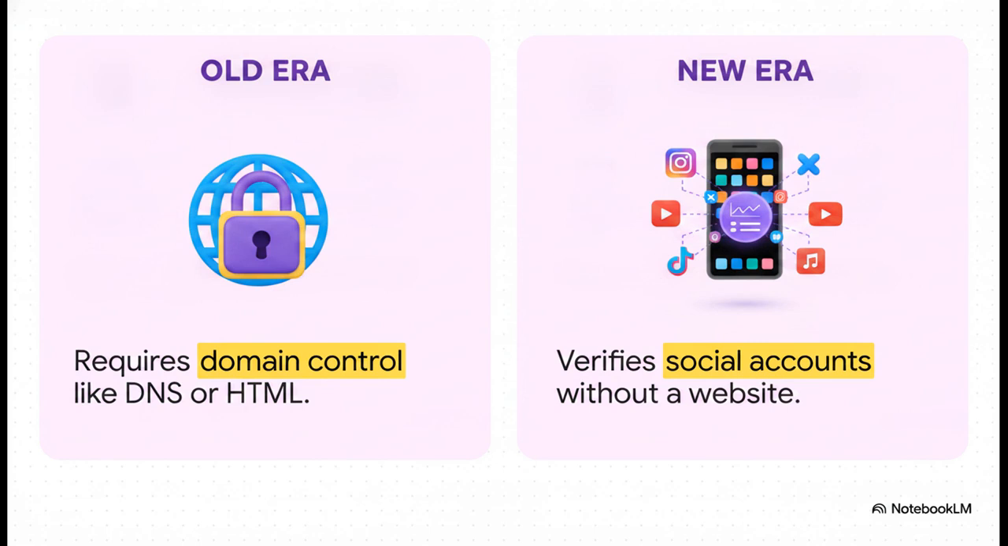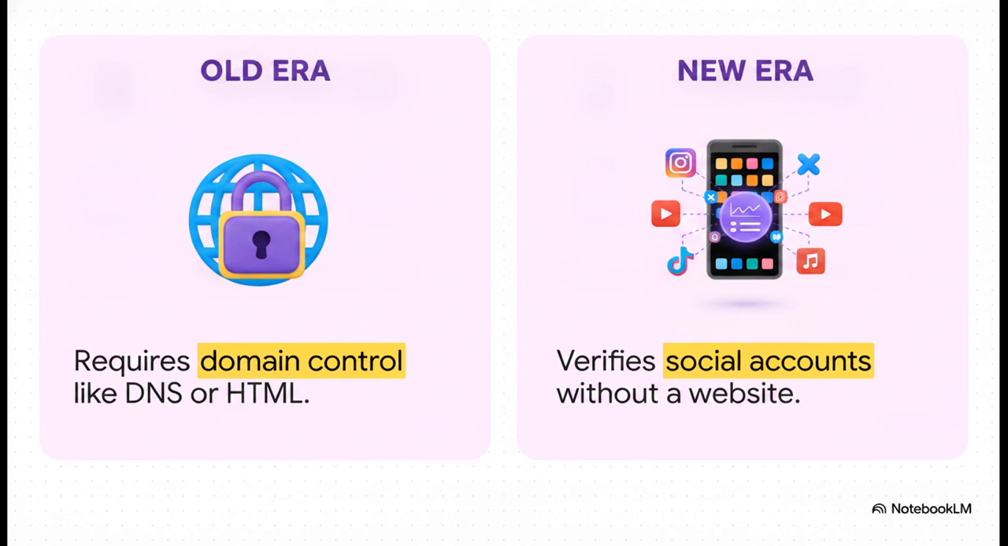Let's start by looking at the core problem here. For a decade, search behavior has been steadily drifting over to social platforms, but our tools, they just couldn't follow. This right here perfectly illustrates the paradigm shift we're experiencing. In the old GSC era, you needed strict control of a domain, like a DNS record, an HTML file, or a meta tag. It was totally restricted to domain-only tracking.